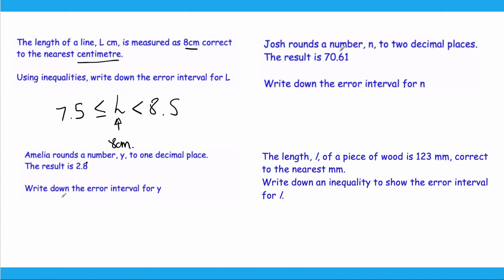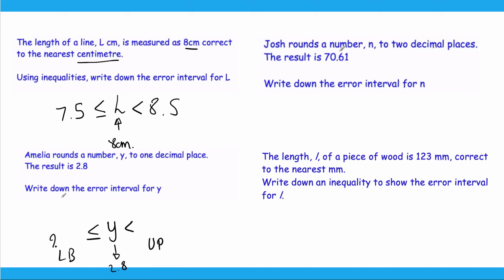Okay, this question now. Amelia rounds a number y to one decimal place. The result is 2.8. Write down the error interval for y. Over here we have our letter in the middle, we have our signs as normal, and we need the lower bound and the upper bound. We know that our number is 2.8, rounded to one decimal place. What could be the lowest possible number that rounds to 2.8?